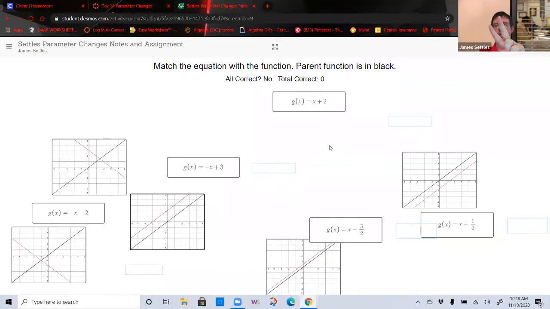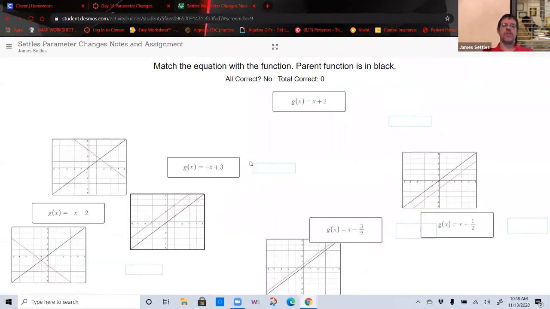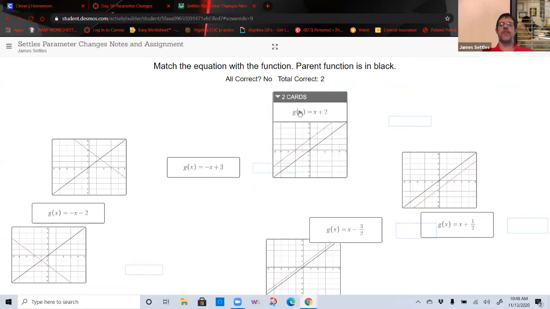up 2. Okay. I actually see 2 lines that move up, but only one of them moved up to where it's crossing the Y axis at 2. And that's this one right here. It's crossing the Y axis at 2. So drag the one that you think it is and put it on top. And if it's the right one, it should say the total correct is 2.